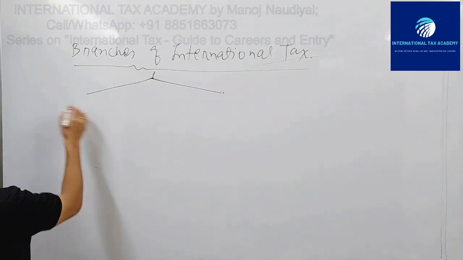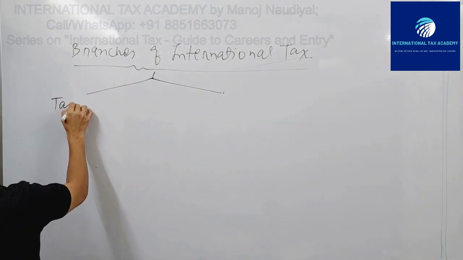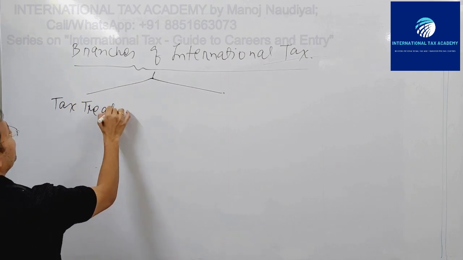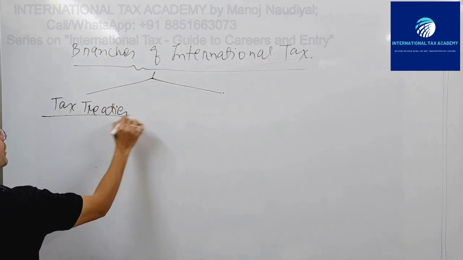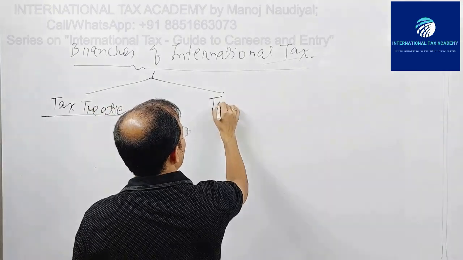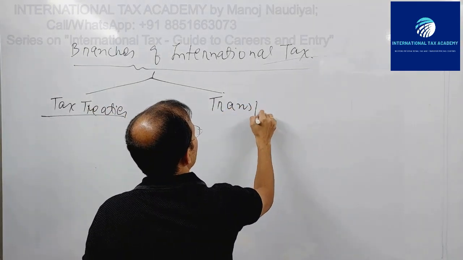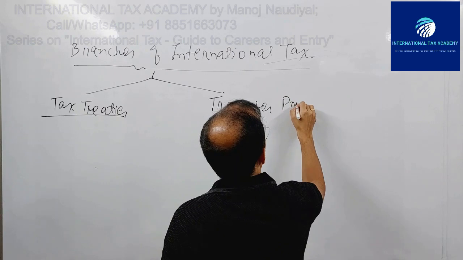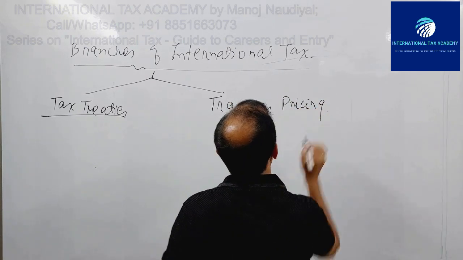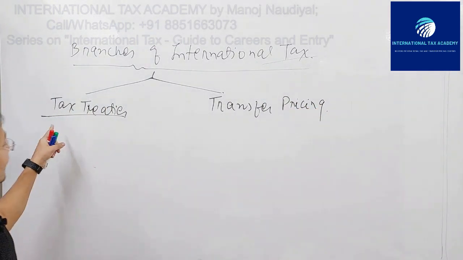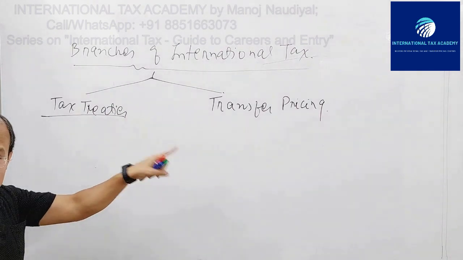The first branch is tax treaties, and the second branch is transfer pricing.